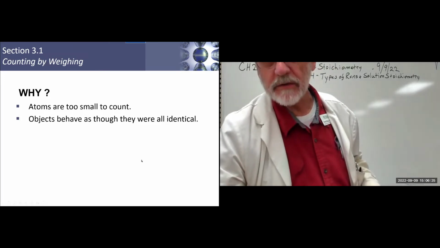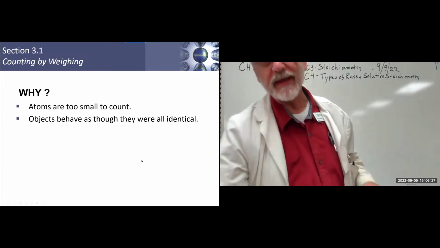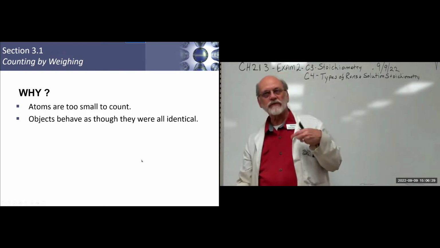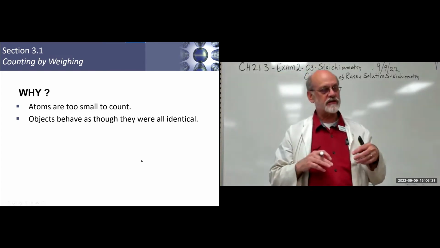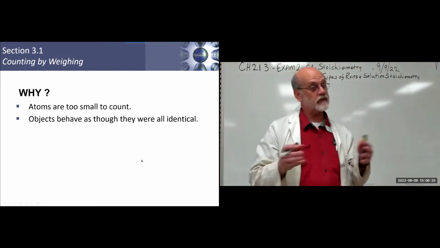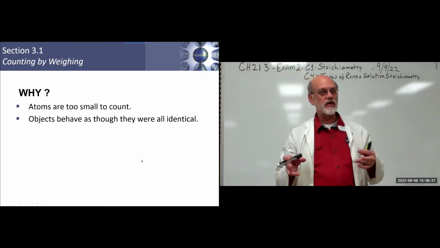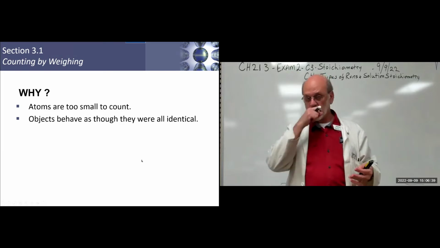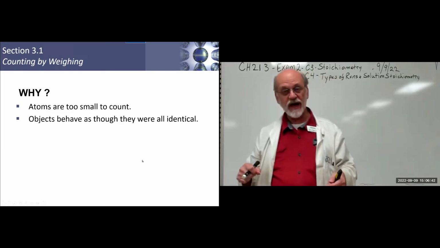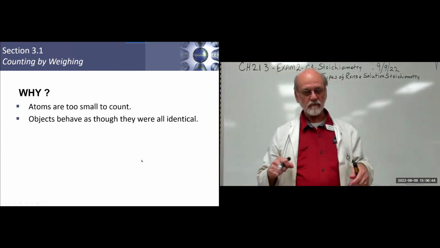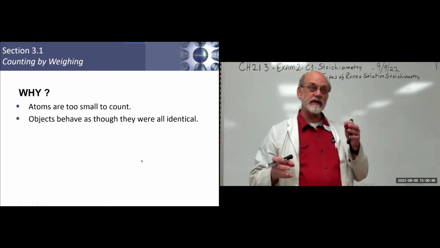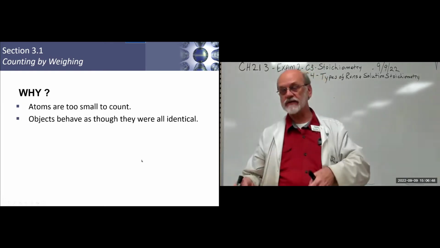So the way we count by weighing is, first of all, we have to assume that all the objects that we're counting, atoms, molecules, whatever the case may be, are all identical in terms of their mass. If they're not, but they're close, then we have to take an average, know an average mass.